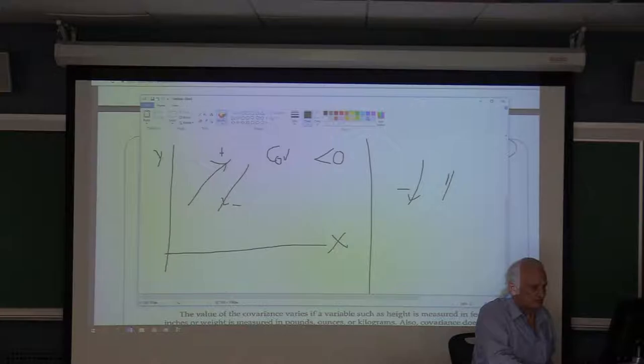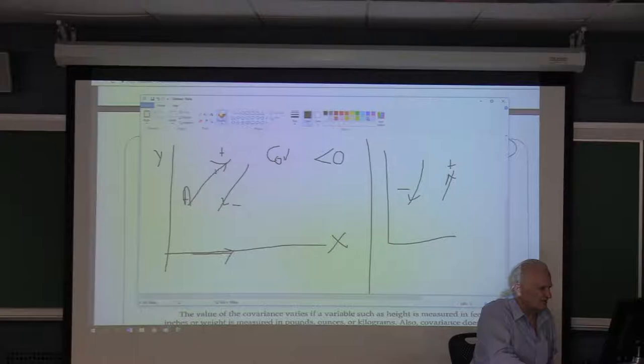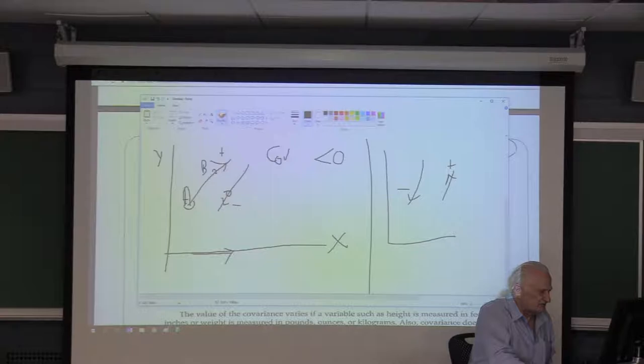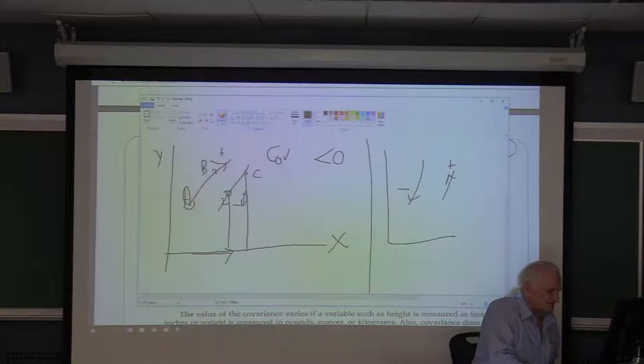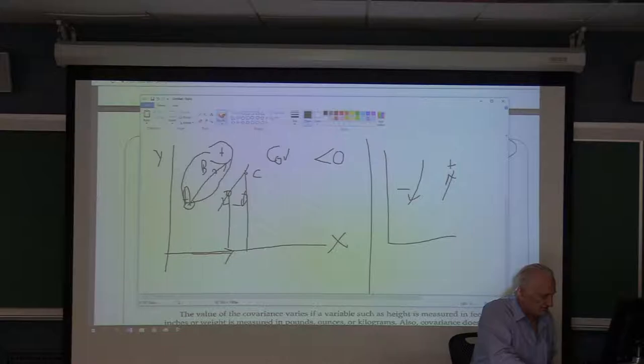What do I mean when I say go down? Take a look at this line A. What does it say? That as x increases, so does y. If you go from point A to point B, x increases and y increases. Take a look at this picture. Let's say this is C and D. When you go from C to D, what does this say? What I want to look at is what happens to x. X can increase and y can decrease, so covariance is negative.